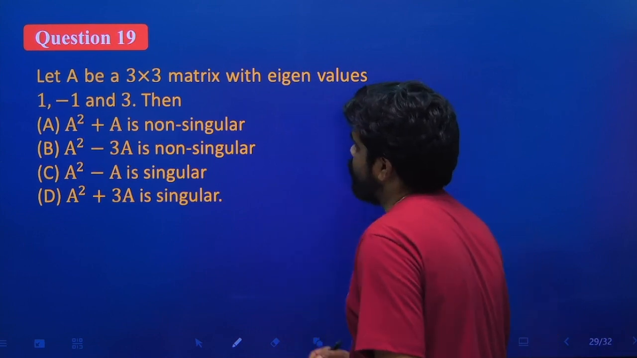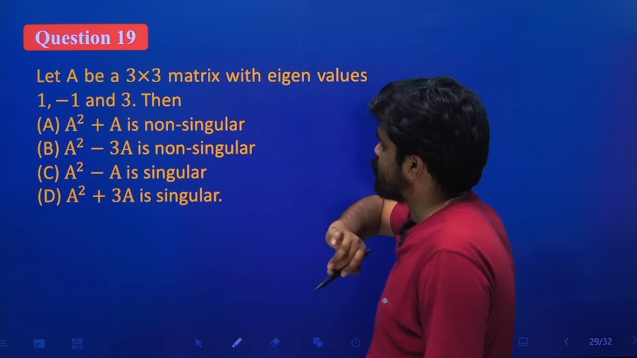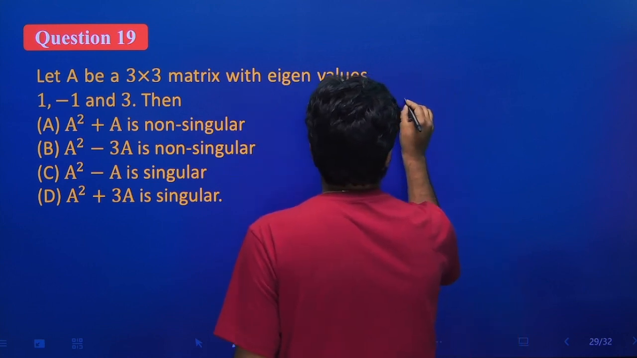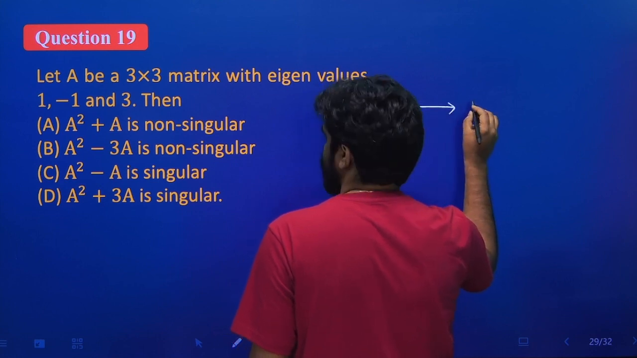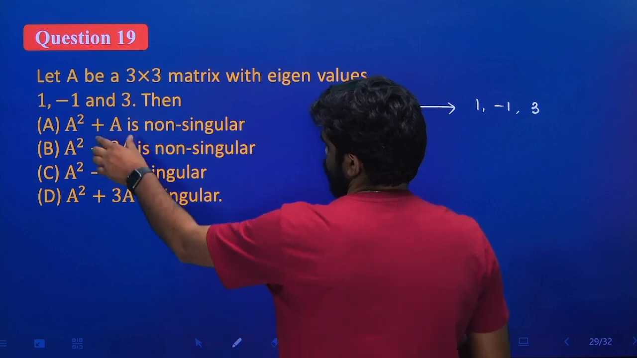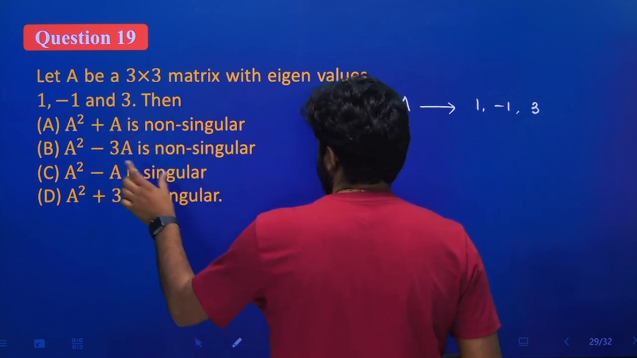So next example, let A be a 3 cross 3 matrix with eigenvalues 1, minus 1, 3. Then, ekdom easy. What are the given? The eigenvalues of A are 1, minus 1, 3. We have to calculate A square plus A, A square minus A, A square plus 3A, A square minus 3A.